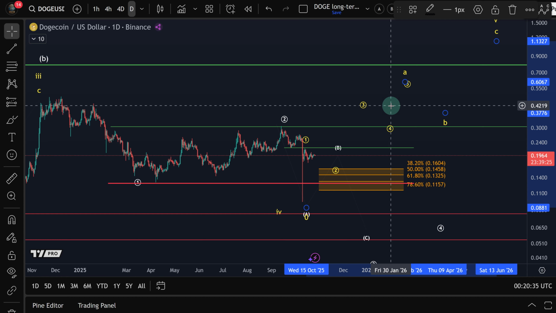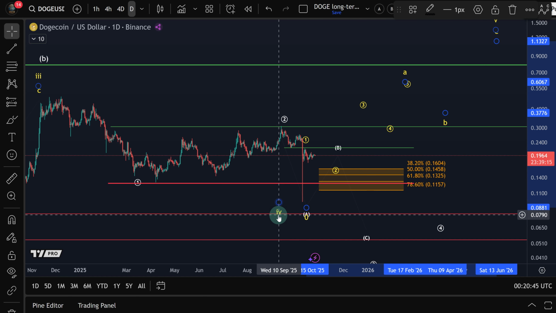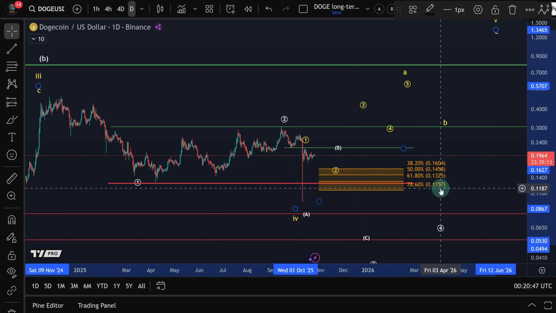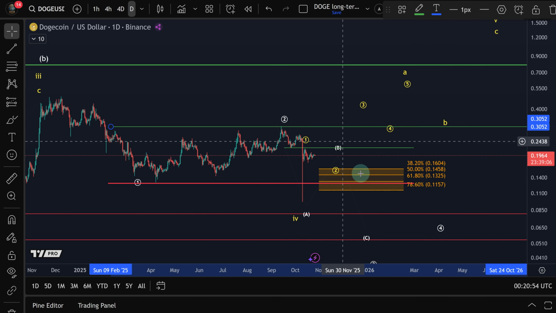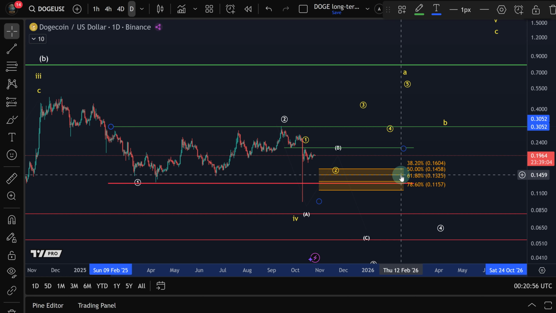I'm less focused on the microstructures here. I'm more focused on the resistance levels and the support levels, because whether I call this move up an ABC structure or a 5-wave move or whatever, it's important that we're holding 11.5 cents in any pullback now, and that we're breaking above the first resistance at 22 cents, and then also take out the next resistance at 30.5 cents.